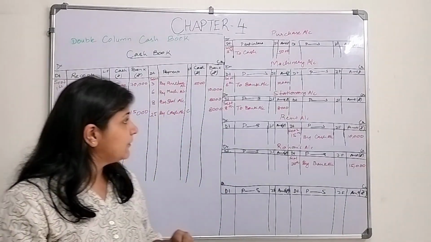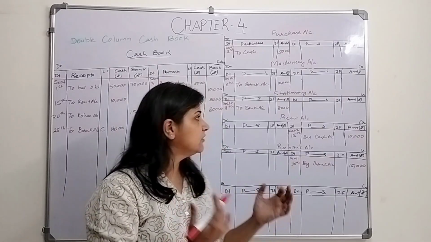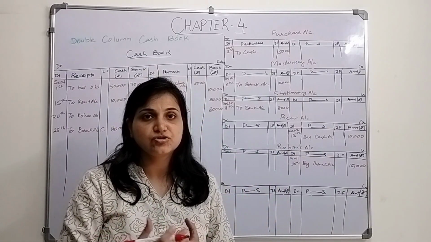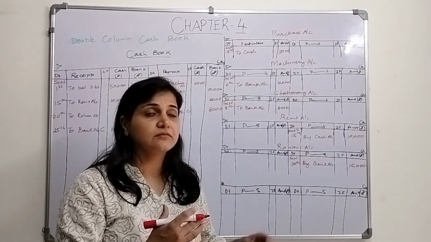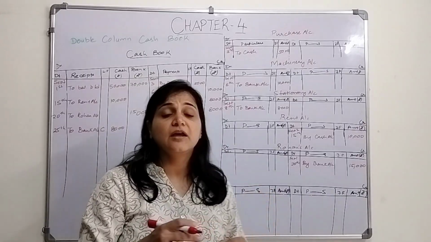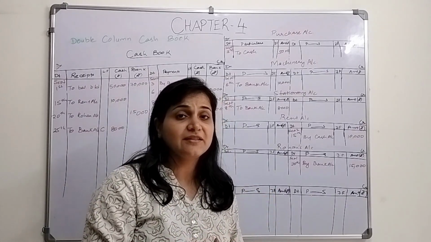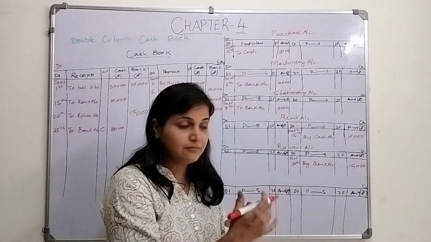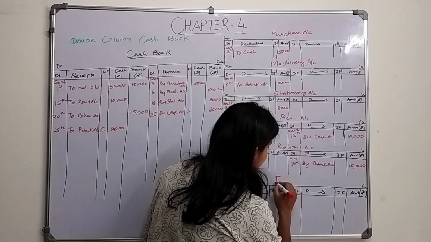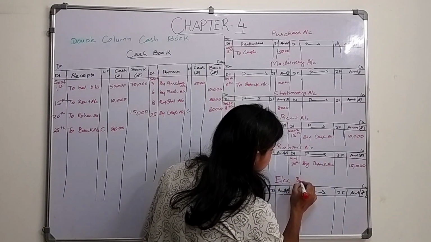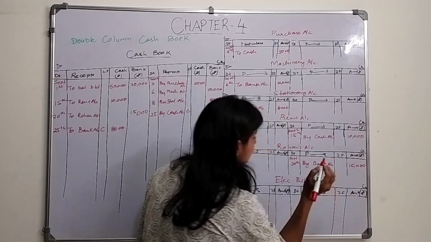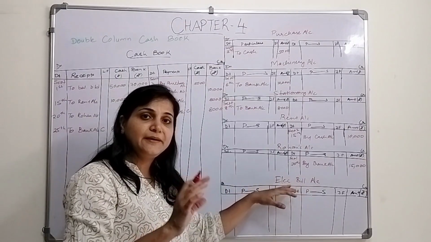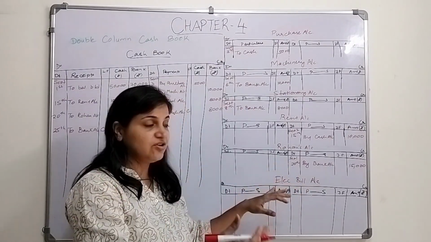Now let's say I paid the electricity bill for the month, and it amounts to rupees 8,000. No, 8,000 I have repeated again. So let's say it is 7,000. I am paying the electricity bill. Electricity bill is my expense. Okay, electricity bill, I am making a payment by check, right?